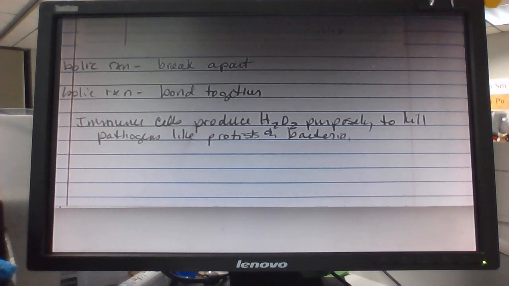Our immune cells produce hydrogen peroxide purposely to kill pathogens like proteins and bacteria. And then we have an enzyme in our bodies that can break hydrogen peroxide down into its waste products, water and oxygen gas, which it's easy for us to get rid of water. You're going to use the oxygen gas.